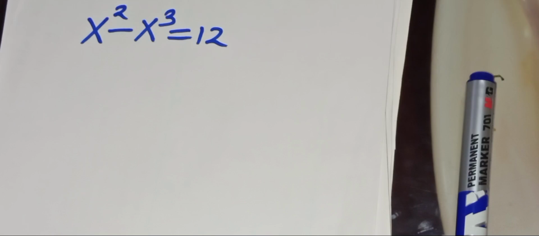Hello YouTube family, let's present a solution given this nice algebra problem, which is x squared minus x cubed equals 12. So how do we solve for the value of x?